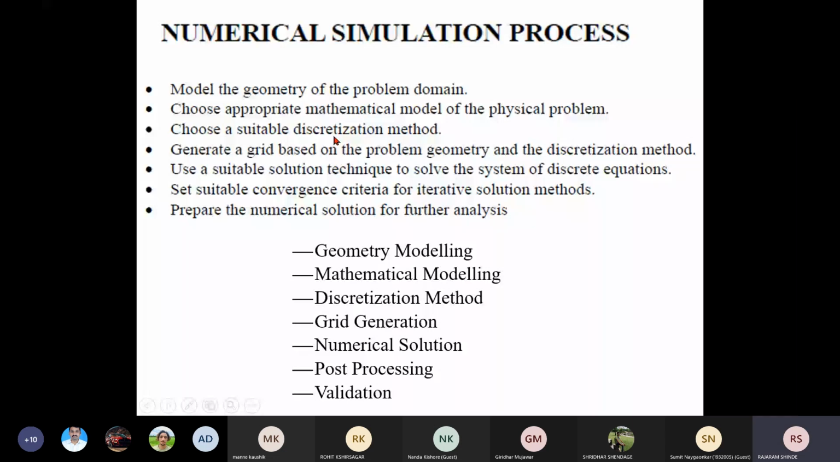Why? Because if we go for finite difference method, it requires the structured grid. If we go for finite volume method, we can do the calculations at the centroids of the control volume, that means centroids of the subdomains. If we go for the finite element method, we are doing the calculations at the nodes. So generate the grids required or suitable for your geometry as well as for the discretization method.